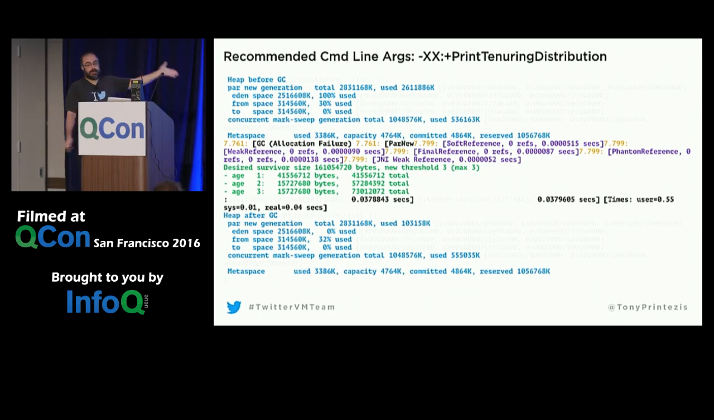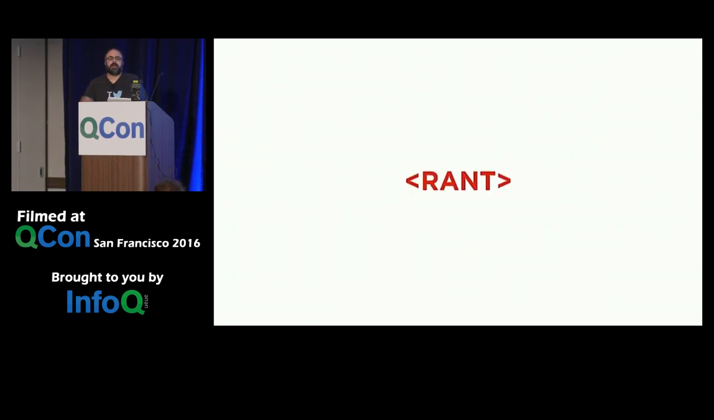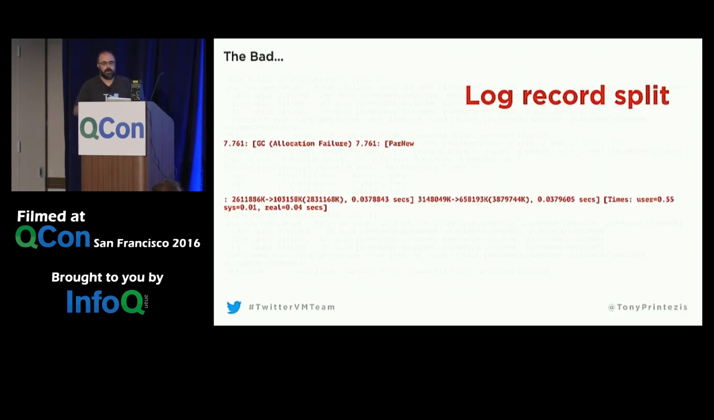However, it looks like a freaking mess, right? And apart from all the nice colors that I used, right? So at this point, allow me to give you a quick overview about why the GC logs are terrible, right? So where do I start?